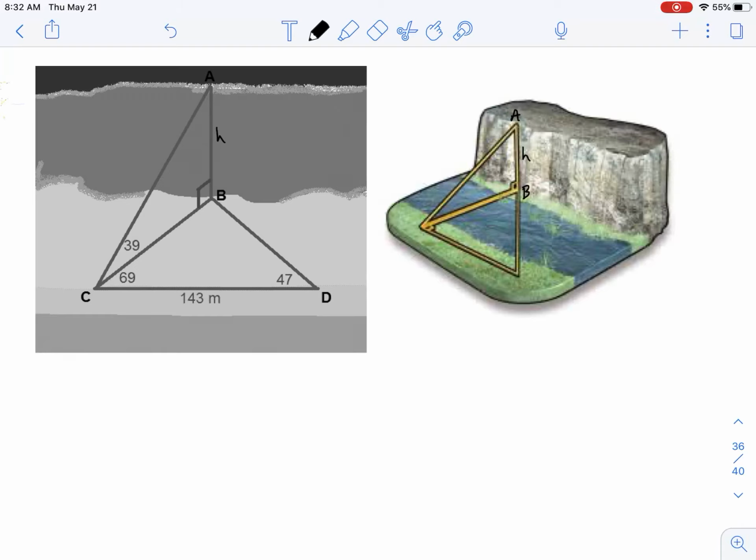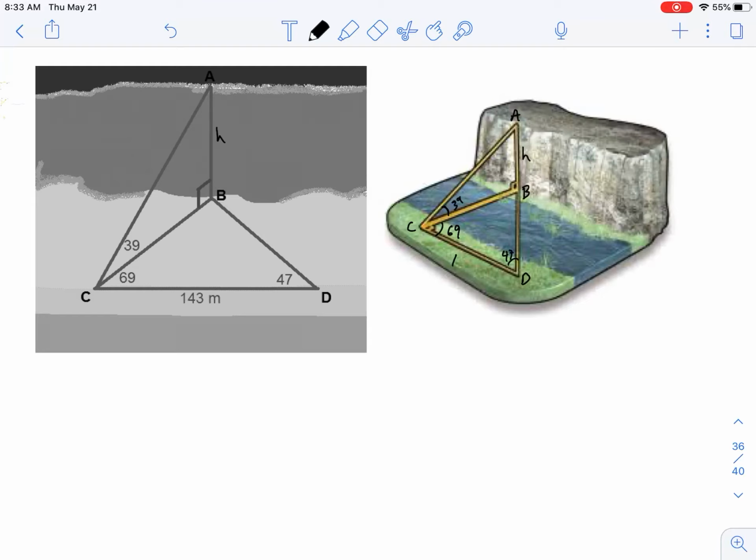Then there's some sort of river or triangle on a horizontal plane at the base of the cliff. So B, C, D is on a different plane. It's on a horizontal plane, flat along the ground, where triangle ABC is on a vertical plane. While they share a common side BC, they do not share any common angles. This 39-degree angle here has nothing to do with this 69-degree angle here. They are independent of each other.